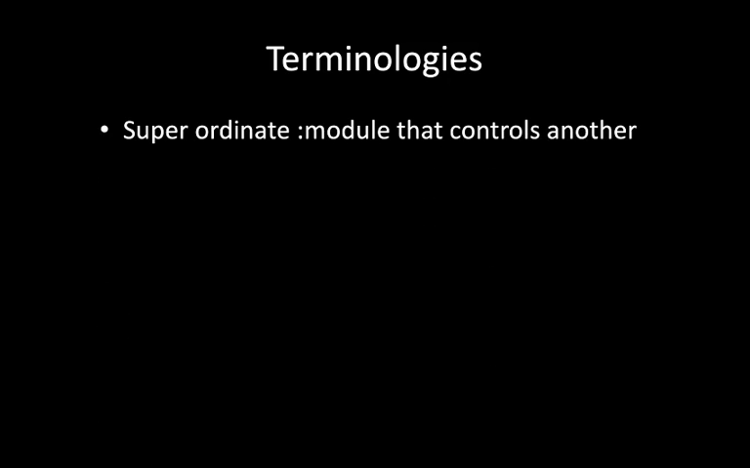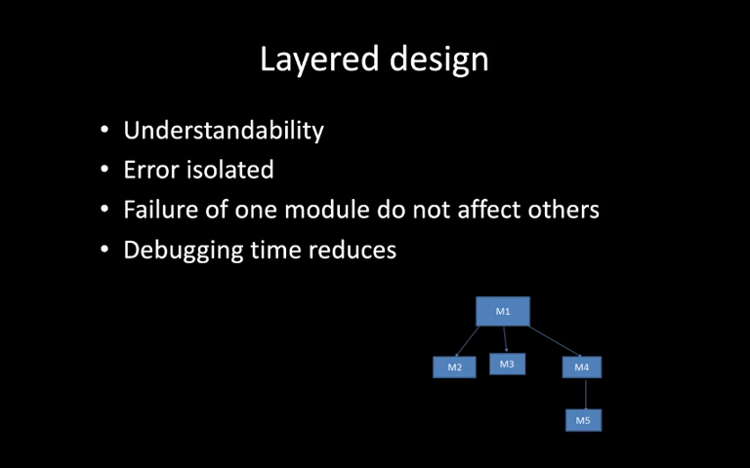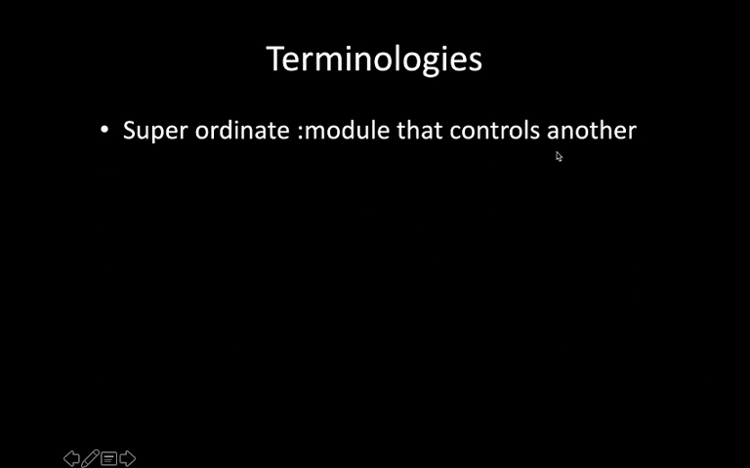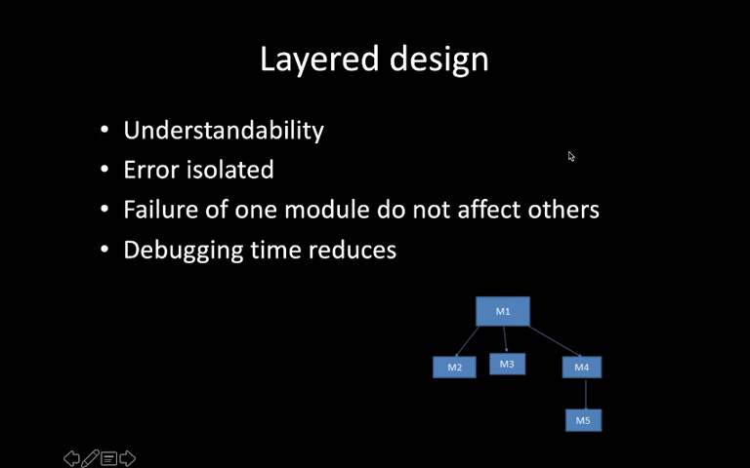Now, there are some terminologies that are used in this layered structure. We need these terminologies when we learn function-oriented design. So you have to know these terminologies. First one is superordinate module. If you check this, there are different kinds of modules here. A superordinate module is a module that controls another module. M4 is a superordinate module because it controls M5. Similarly, M1 is a superordinate module because it controls M2, M3 and M4.